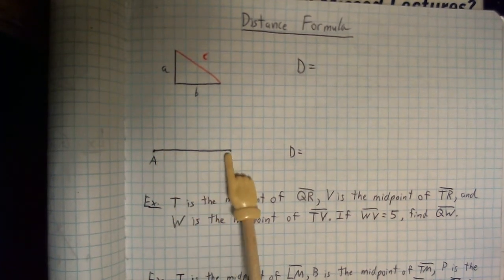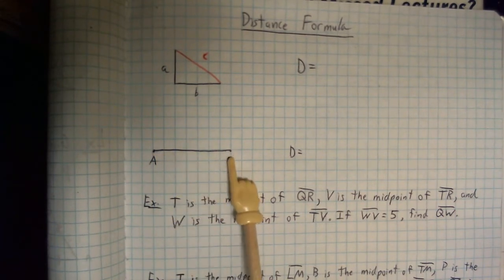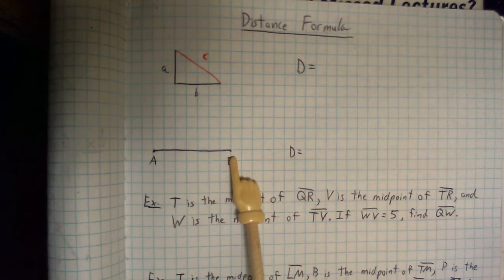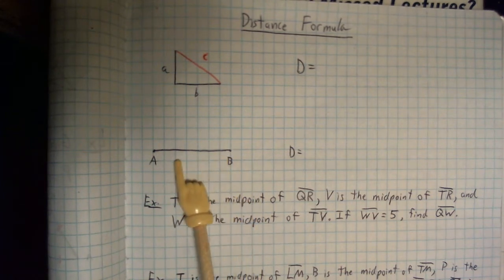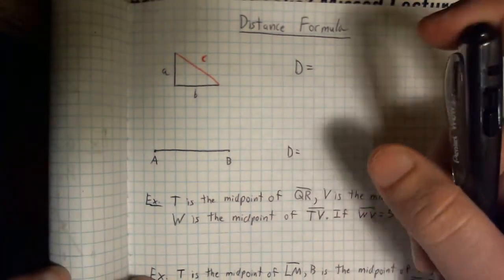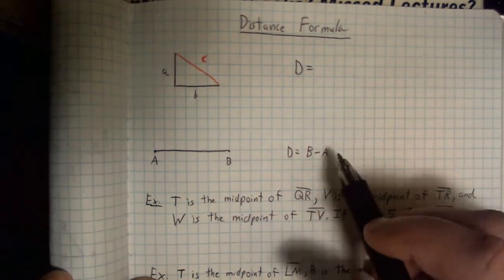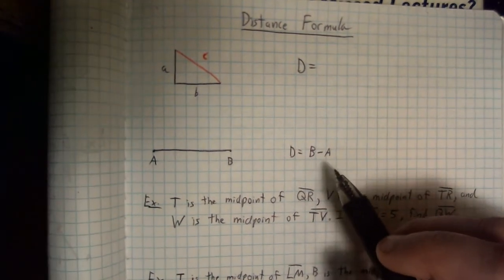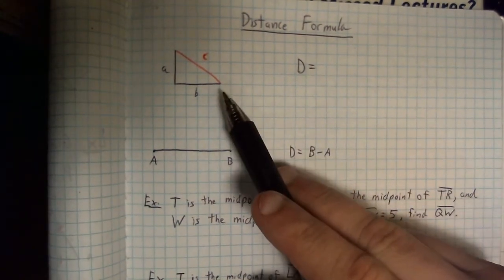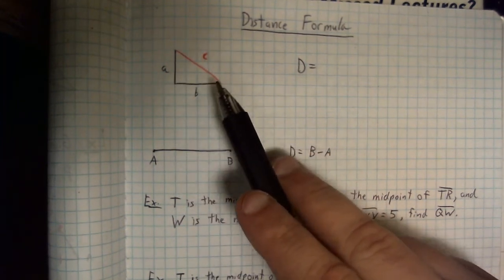To find the distance from A to B, it's just the difference in their location. So wherever B happens to be, if we find the difference, we'll be subtracting whatever A is. So the distance here would just be B minus A. That's linear distance.